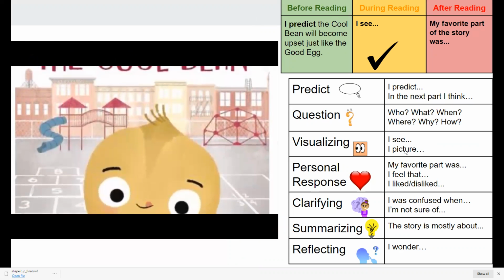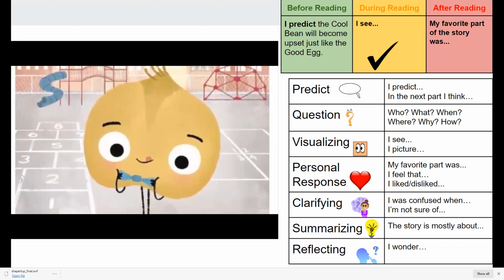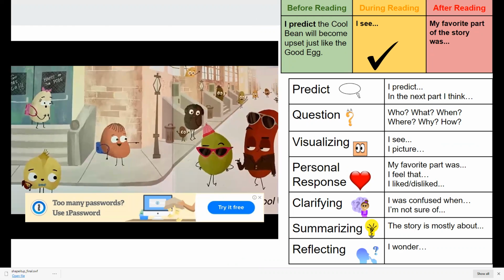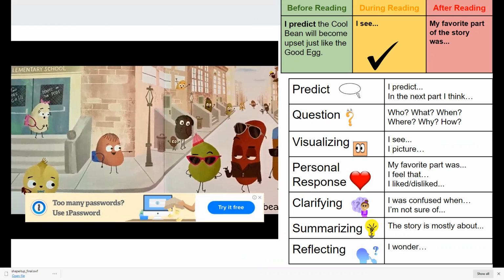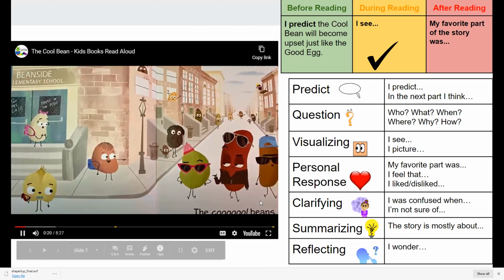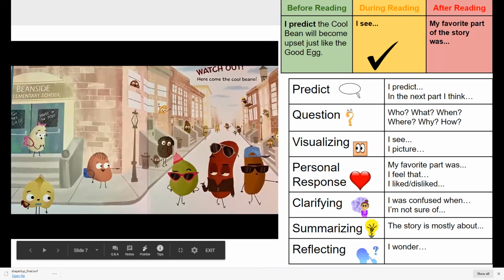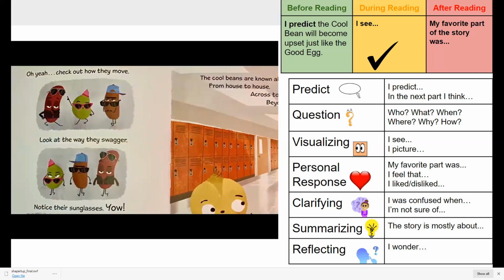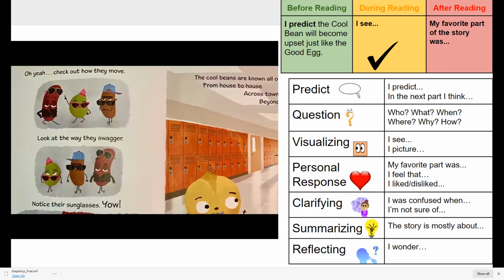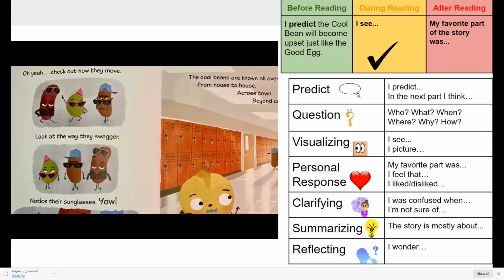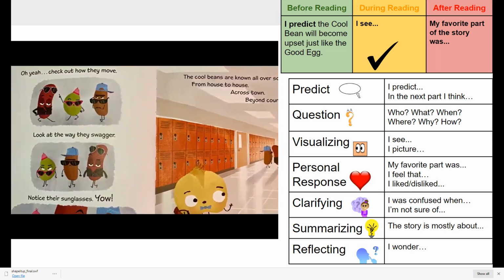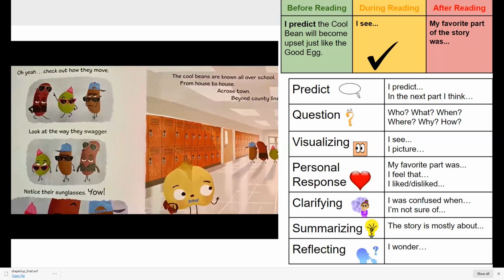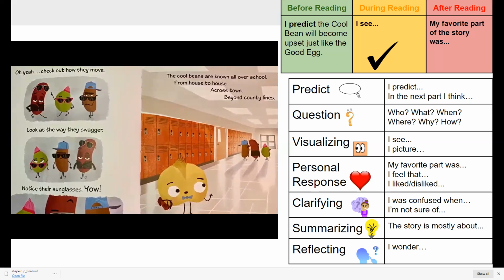The Cool Bean, written by John Jory, illustrated by Pete Oswald. Watch out! Here come the cool beans. The cool beans. Oh yeah, check out how they move. Look at the way they swagger. Notice their sunglasses? Yow! The cool beans are known all over school, from house to house, across town, beyond county lines.